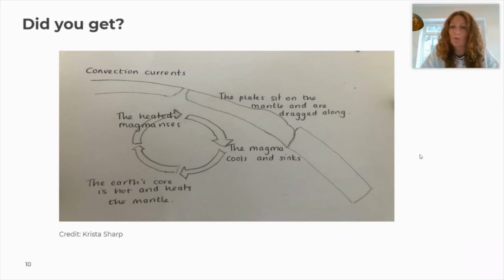It's really important when you create a diagram that you add your annotations exactly where that part of the process is happening. So you can see that I've put the Earth's core is hot and heats the mantle at the bottom because that's where the mantle is. And then I've labeled that upward arrow saying the magma rises, and so on. So give yourself a big tick for each of the annotations that you got correct. If there's anything that you need to steal from my diagram, please do. I don't mind at all. And then let's crack on.